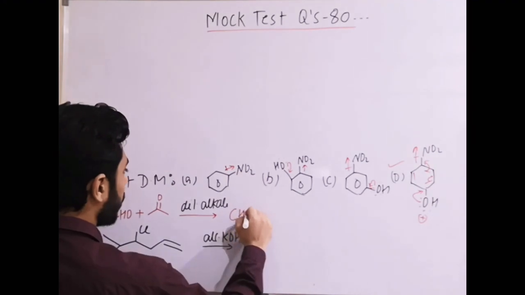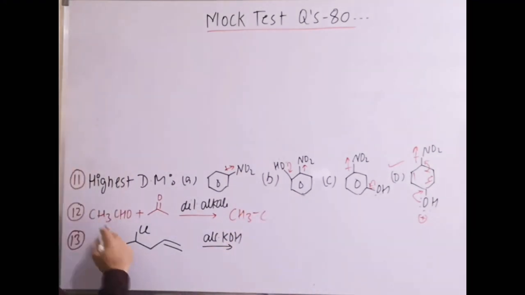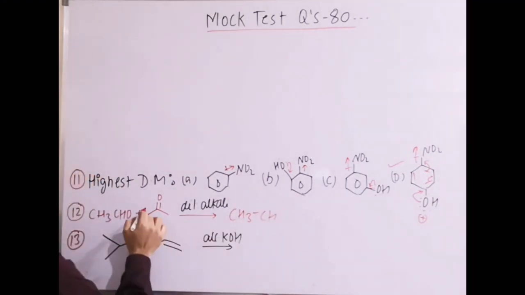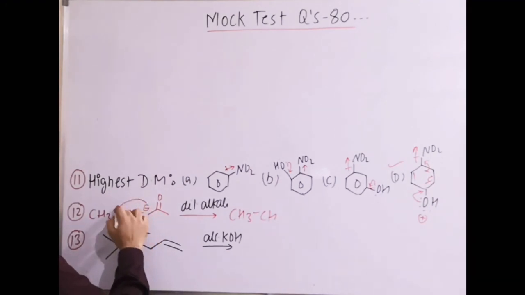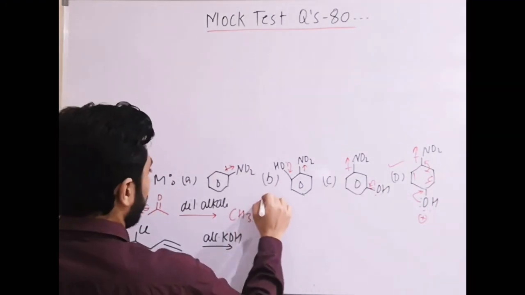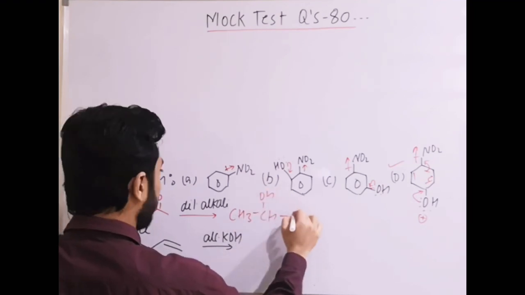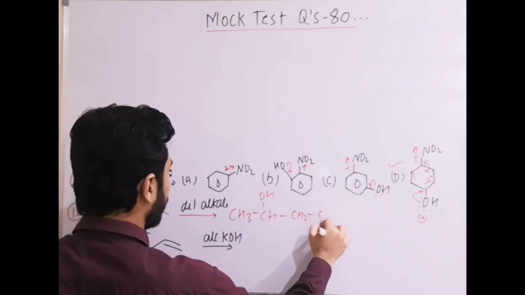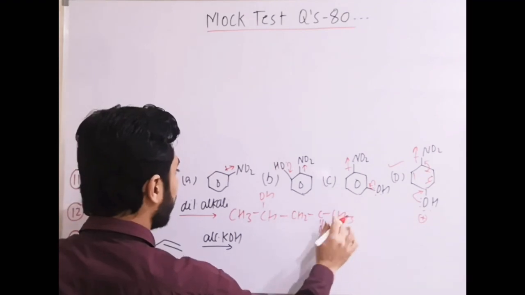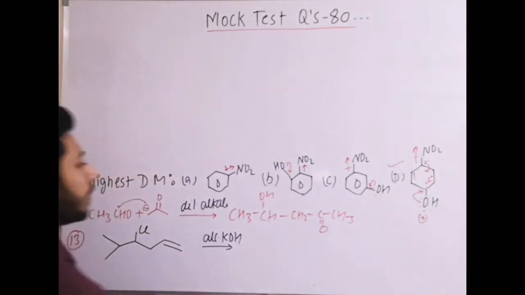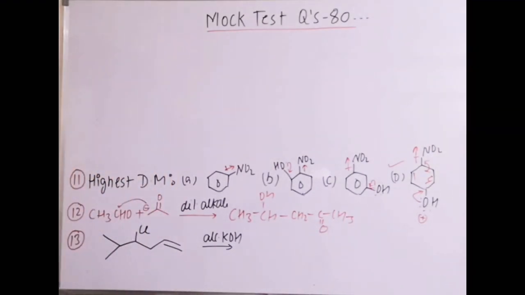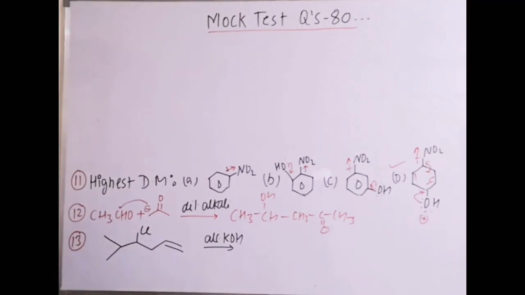If you remember this reaction, very good. Otherwise revise the aldol reaction. There will be a minus charge adding on this carbon, it forms CHOH, and there it will be CH2COCH3. If we heat it, then we will get the alpha beta unsaturated carbonyl compound. That will be the major product.